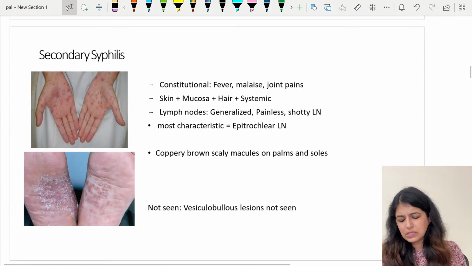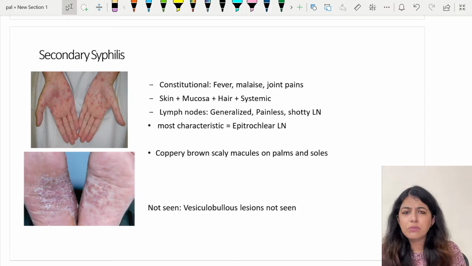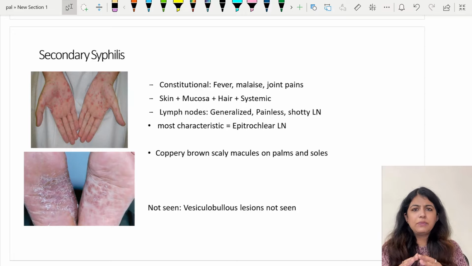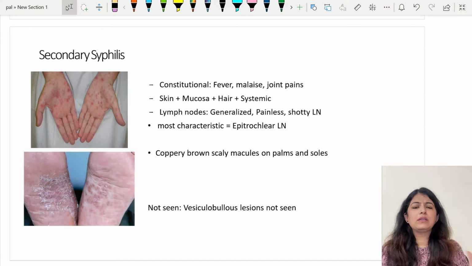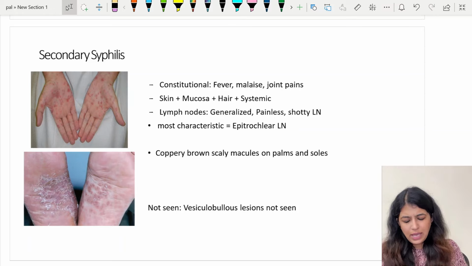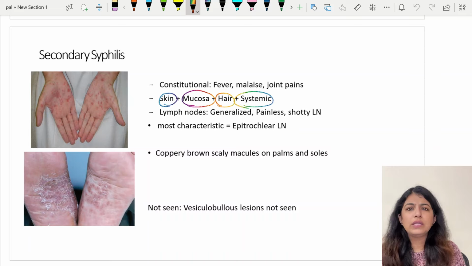If the patient doesn't take treatment, now the bacteria are going to spread into the body. So this is the ulcer. From the ulcer, it goes to the lymph node. What are the kind of lymph nodes that you see in primary syphilis? Shotty, painless lymphadenopathy. Now, at this stage, if the patient takes treatment, good. If not, from these lymph nodes, the bacteria is going to spread all over the body and it will cause manifestations in the skin, in the mucosa, in the hair, as well as all over the organs.